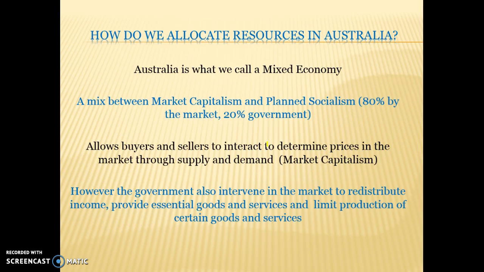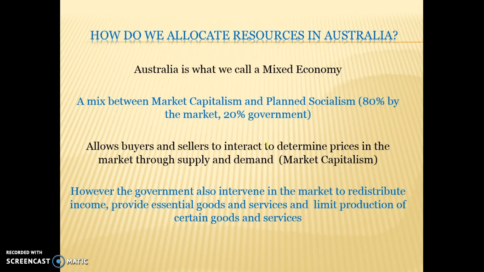Alright, last part, how do we allocate resources in Australia? So how do we decide what to produce, how to produce and for whom to produce? Well, Australia has a mixed economy. It's a mix between market capitalism and planned socialism.